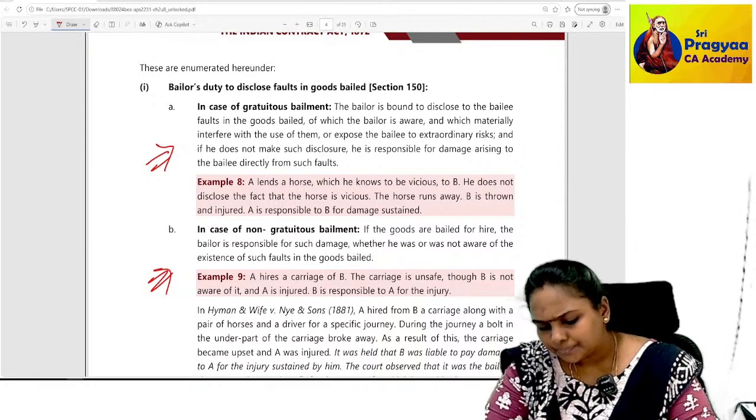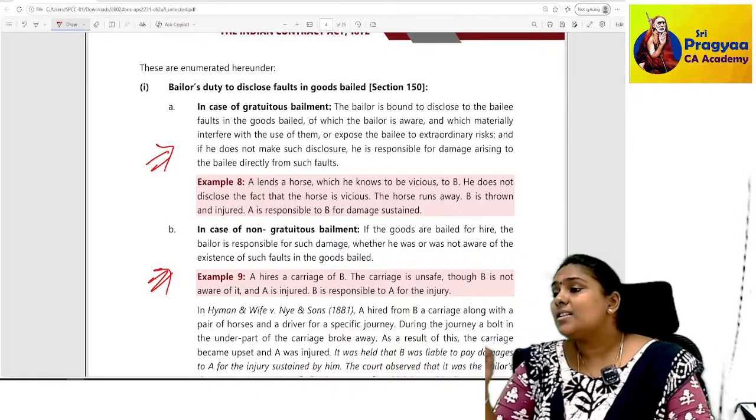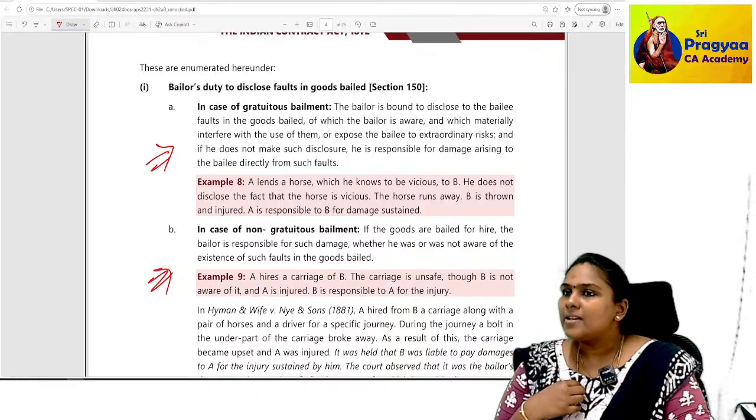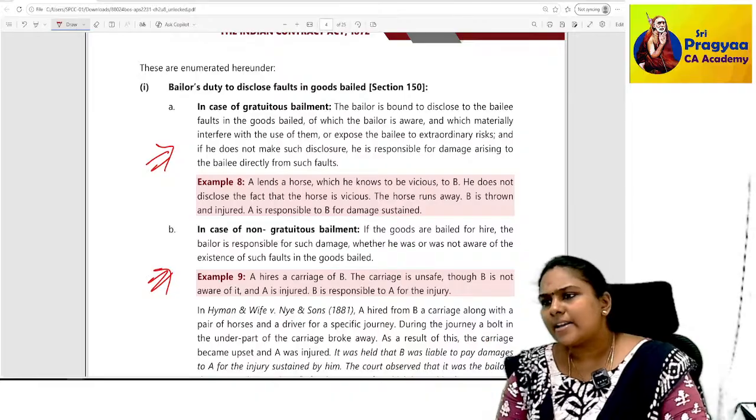Non-gracious, what is that? You are taking the car by giving me money. Sir, which means simply you are hiring a car.